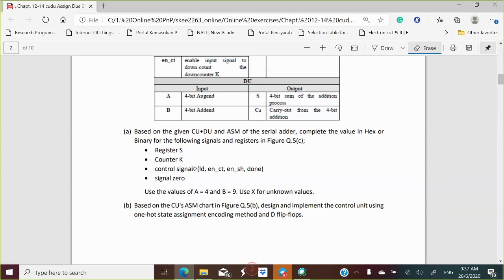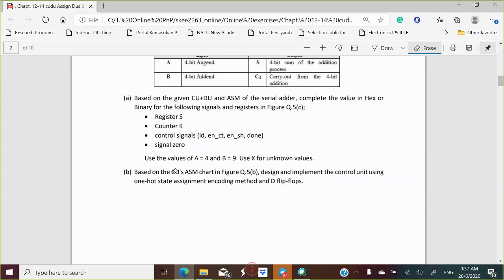In your milestone 2, sometimes for the counter or register content, you don't really bother. You just want to see the end result. But this time it's particular, and it uses the numbers 4 and 9, for example, to start up. And then there should be the B part. Normally the A part is the analysis part. The B part is the design part. In all 5 questions, part A is the analysis, part B is the design.